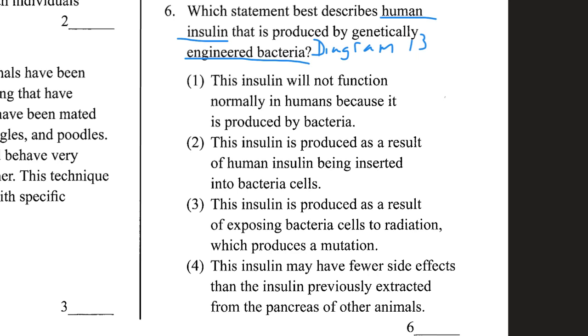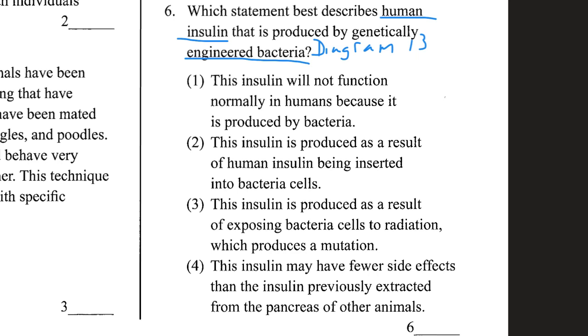And every time that bacterium divides, the offspring that are genetically identical to the parent bacterium will also produce the insulin hormone. This allows for human insulin hormone to be produced in an efficient and inexpensive way. So, to read the options. Option 1. The insulin will not function normally in humans because it's produced by a bacteria.